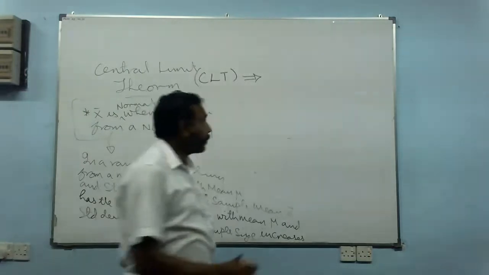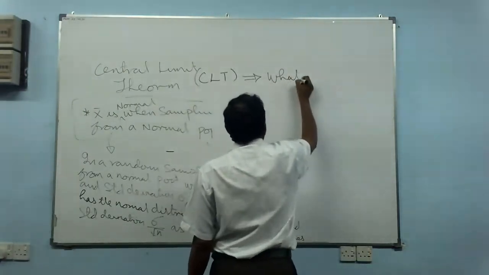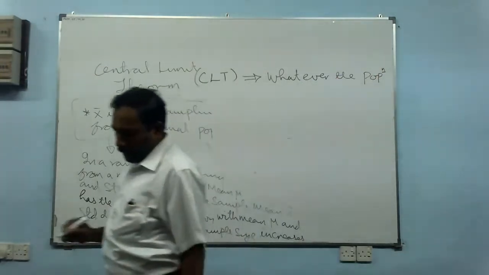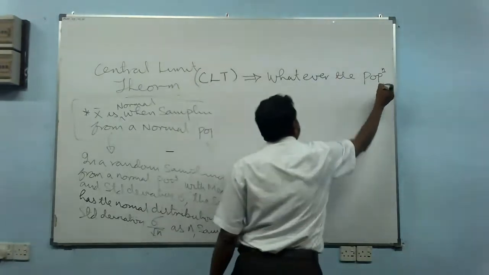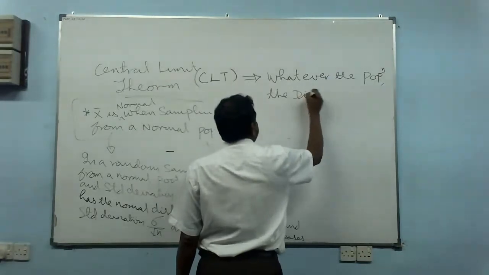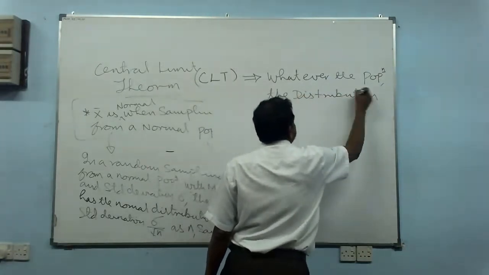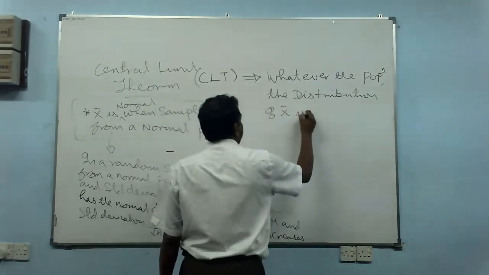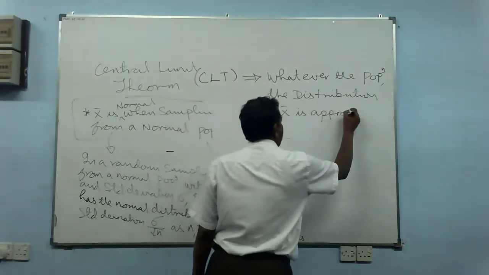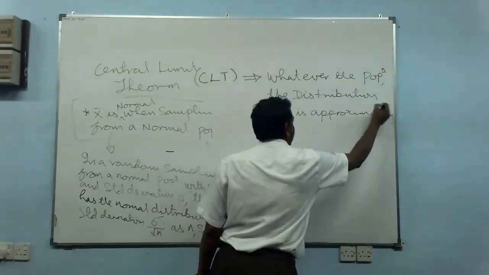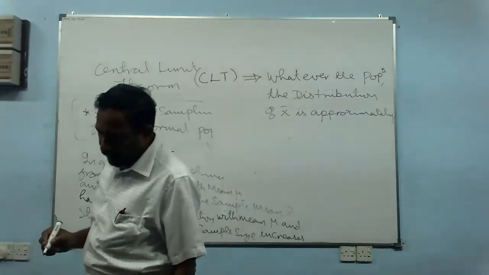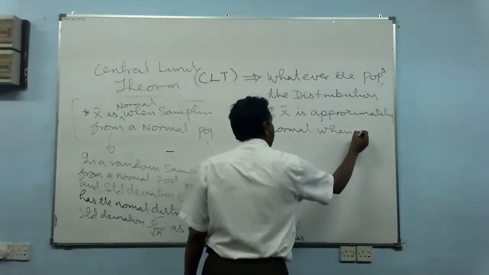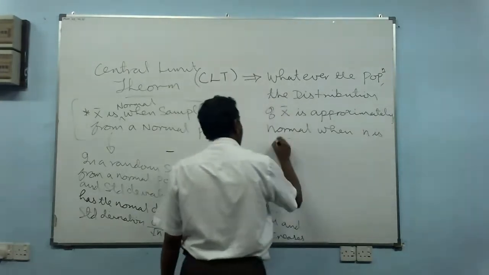Whatever the population, the distribution of x bar is approximately normal when n is large.